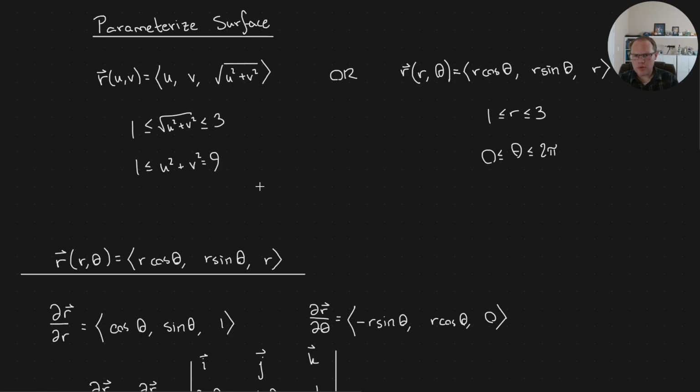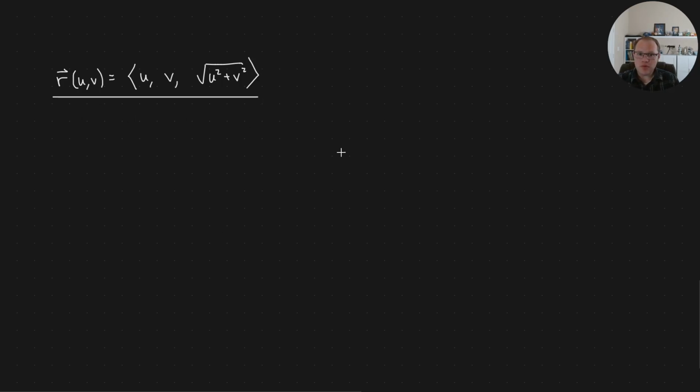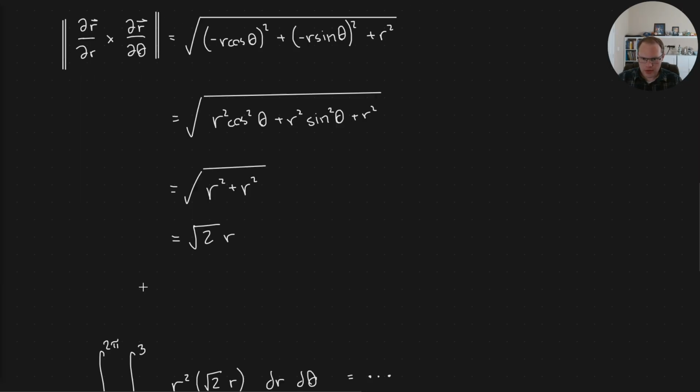All right? So our other parameterization is r of u, v equals u, v, square root of u squared plus v squared. Okay, so just as before, if I'm going to plug into the formula, I'm going to need the norm of the cross product of the partial derivatives. Okay, so let's take those partial derivatives.